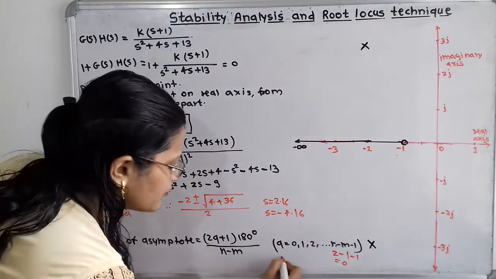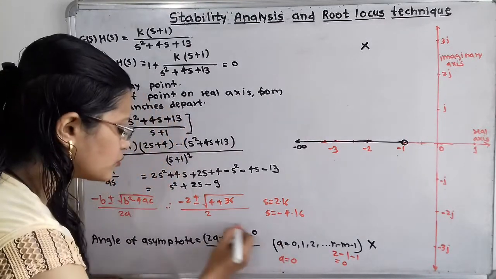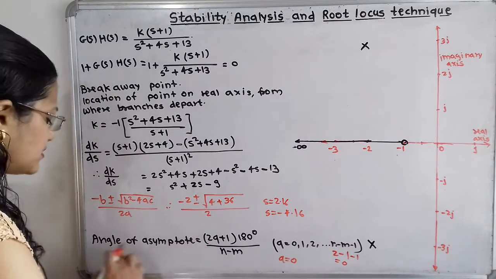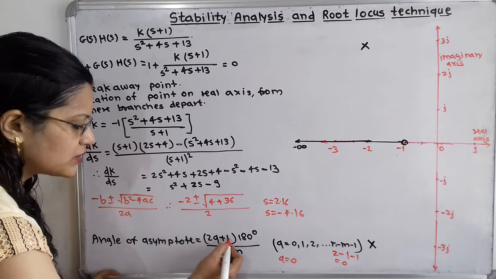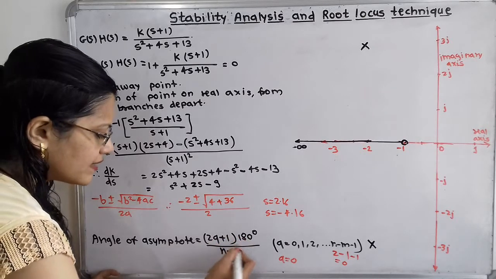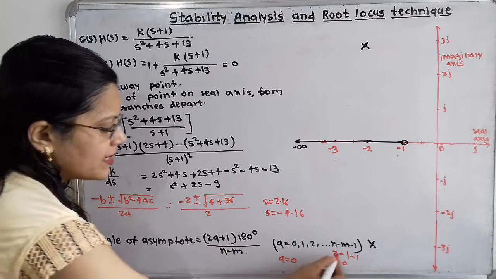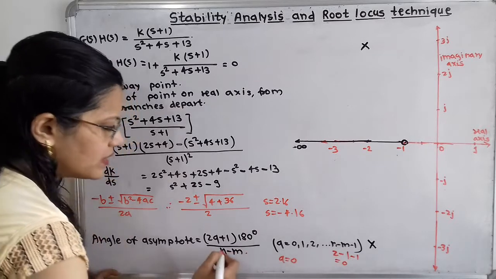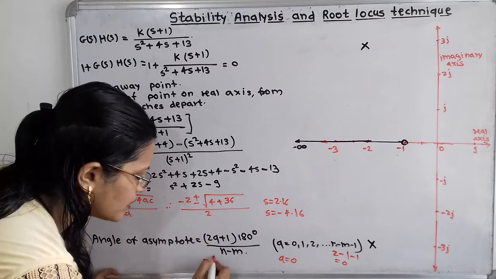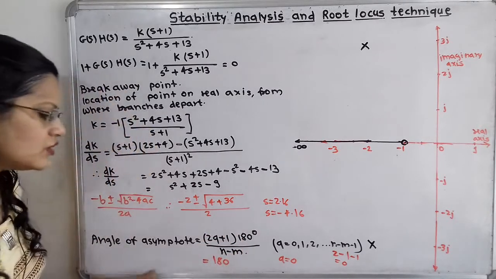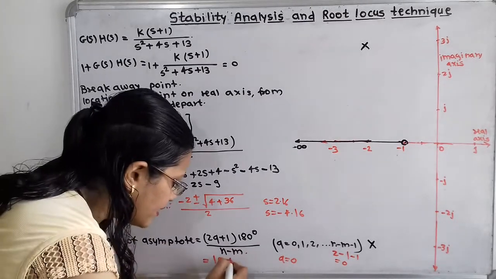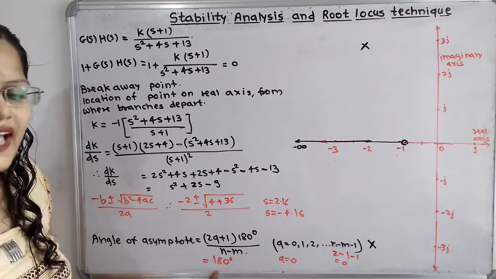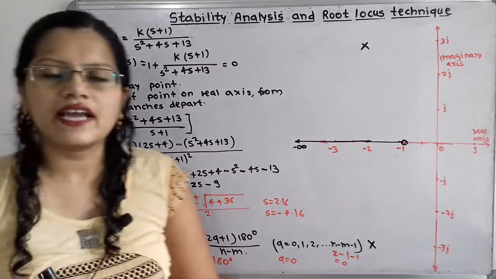So when I put q = 0, what is the answer for the angle of asymptote? 2 multiplied by 0 is 0, plus 1, 180 degrees divided by n - m. n is 2 and m is 1, so 2 - 1 = 1. So the answer is 180 degrees. So we can say that the angle of asymptote is 180 degrees. So we have to show this 180 degree angle.